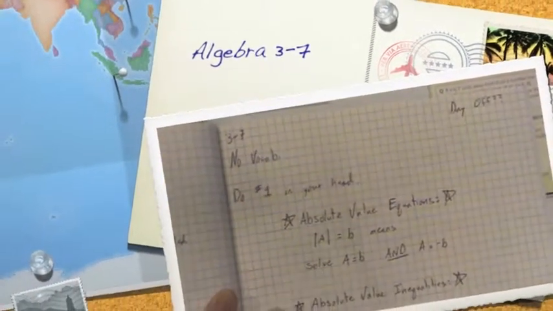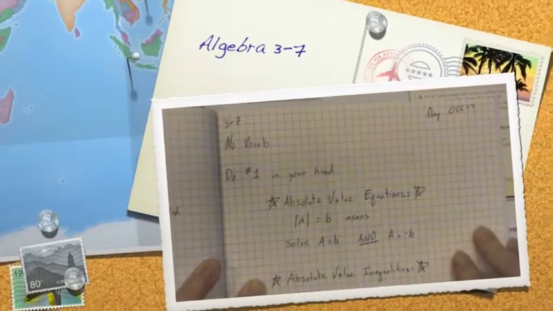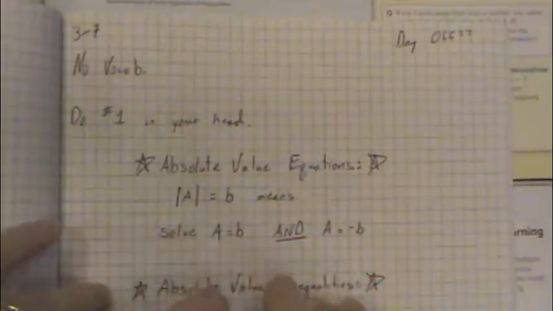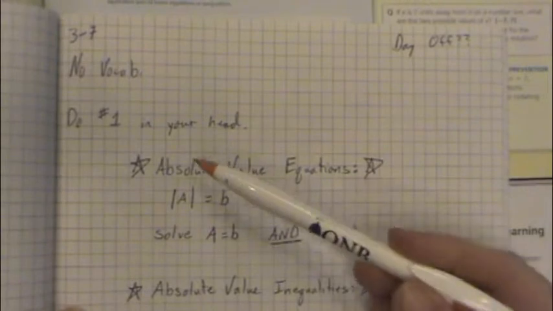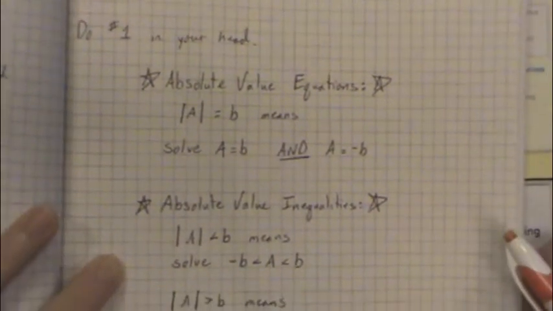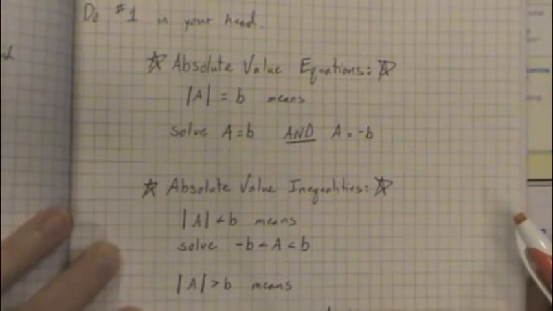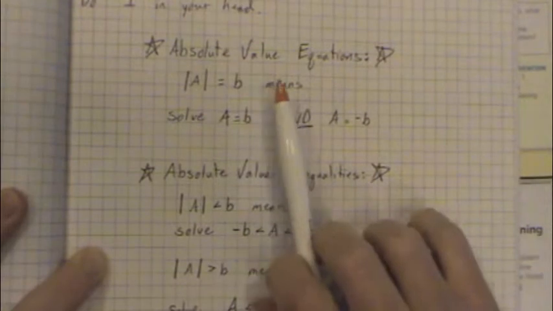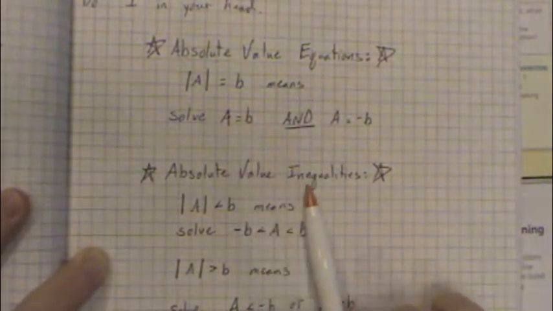All right, lesson 3-7. We are almost at the end of unit 3 already. Happily, it has no vocabulary, and as you can see, we're sort of going to skip over number 1. Before we get to it, though, there are two things that I want to go over. This section is on absolute value equations and on absolute value inequalities.